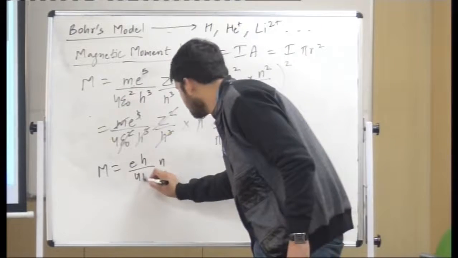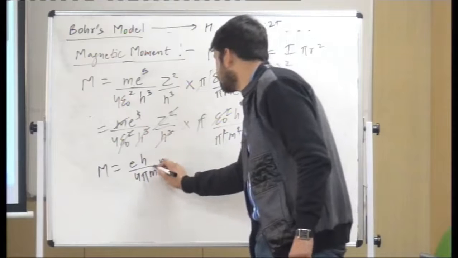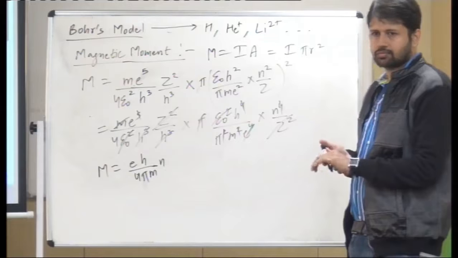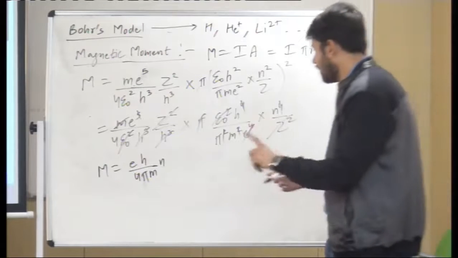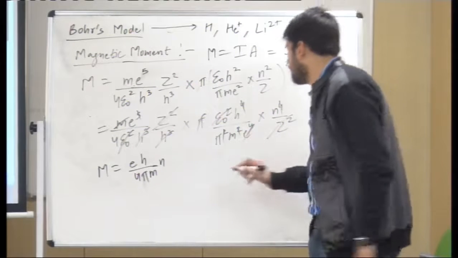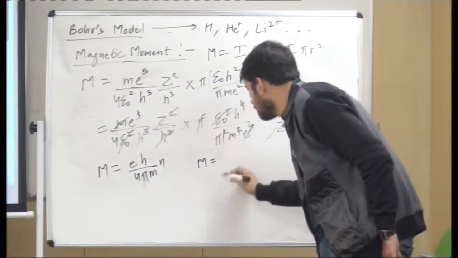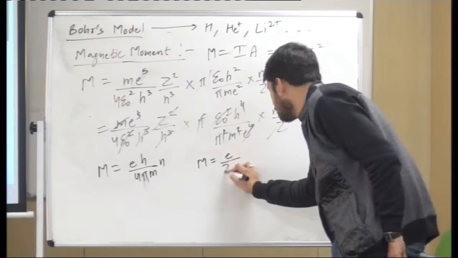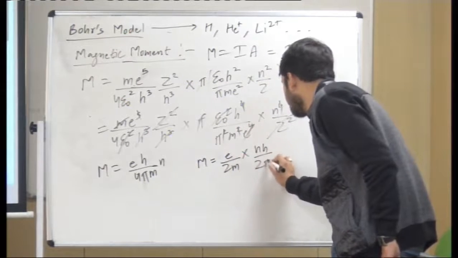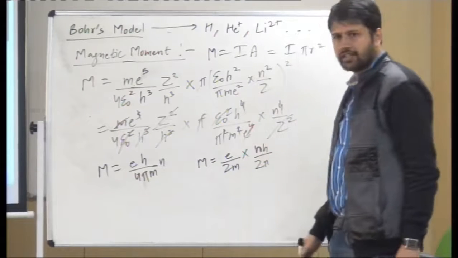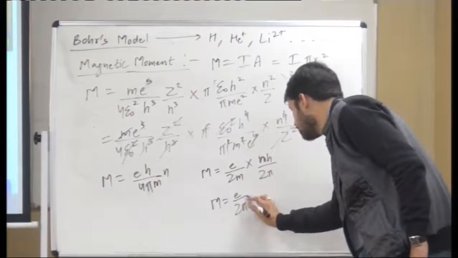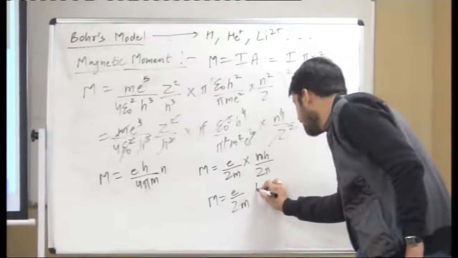Pi is also there, right? Okay, I'll just twist it a little bit. This is e upon 2m into nh upon 2 pi, right? So magnetic moment is e upon 2m into the angular momentum.